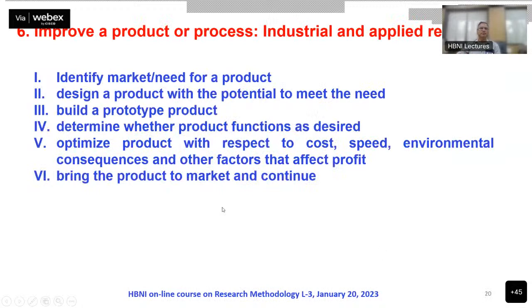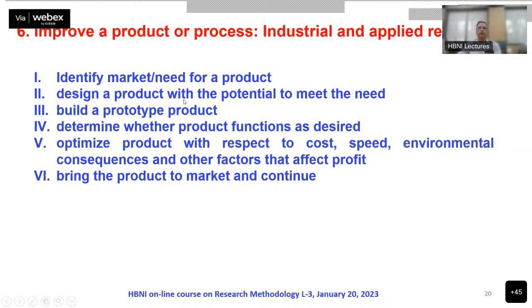Then you have improving a product or process in industrial and applied research. A lot of people in industry are trying to improve their products to meet the market requirement. To identify the market need, there is something called trend forecasting. Five years down the line, what will be the requirement of the people? People are doing a lot of research. So if you have something in your mind, do a market survey: what do people want in this product?